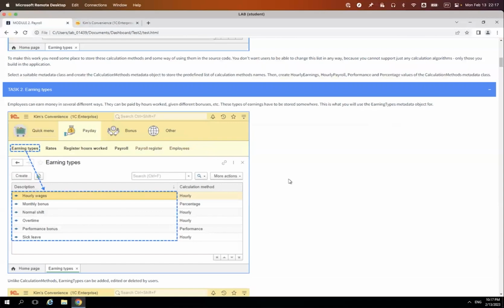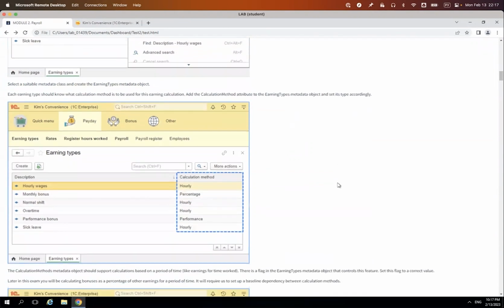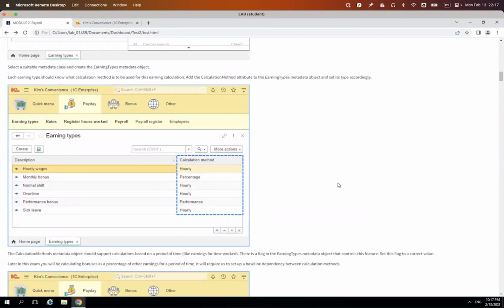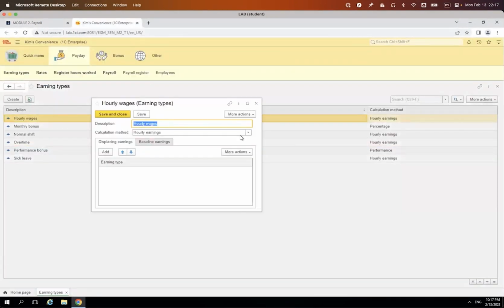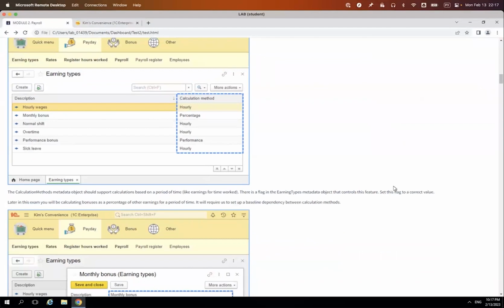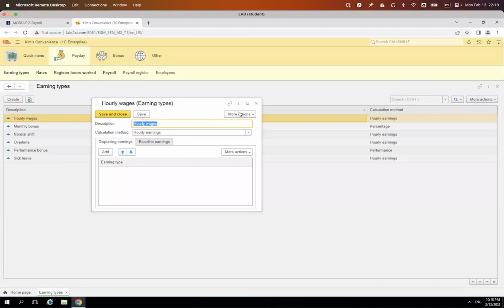Okay, moving on. So earning types can be created by a user, which is how they differ from the calculation methods. Earning type has to specify which calculation method it uses. So again, this is what I already showed you. Each earning type has a reference to a calculation method. It knows how this earning should be calculated, by which formula. And the earning type also can have displacing earnings and baseline earnings. And this is what it means.